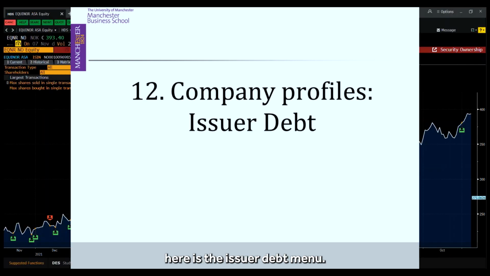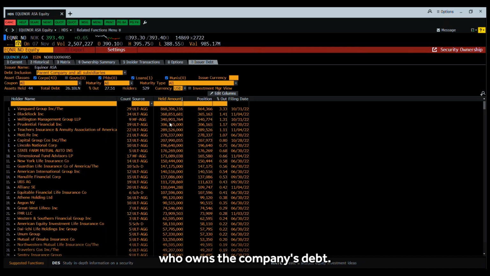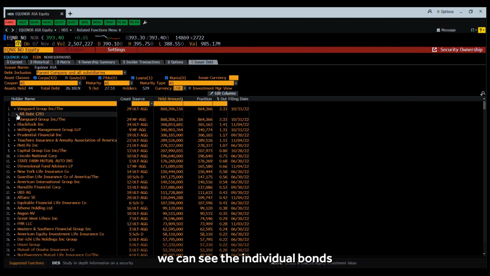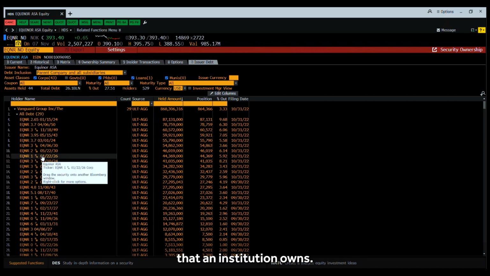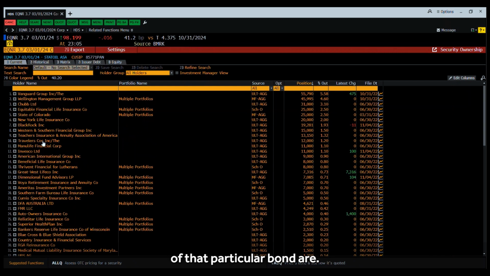Another interesting menu here is the issuer debt menu. This enables us to see who owns the company's debt. There are various views we can see here. On this one, we have a top-down view which shows the total amount of debt held by each institution from largest to smallest. By clicking on the sideways arrows, we can see the individual bonds that an institution owns. And then by clicking on an individual bond, we can then see who the owners of that particular bond are.